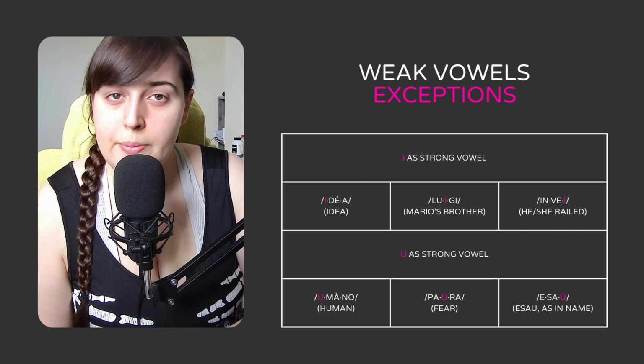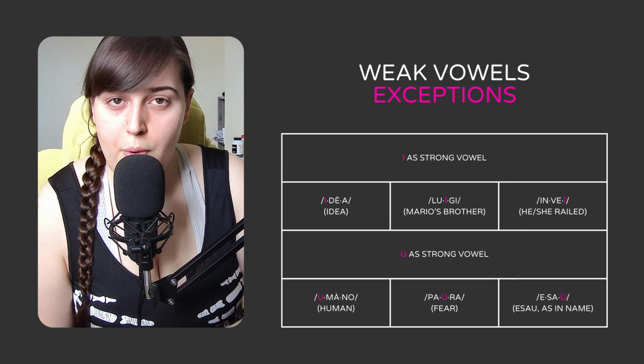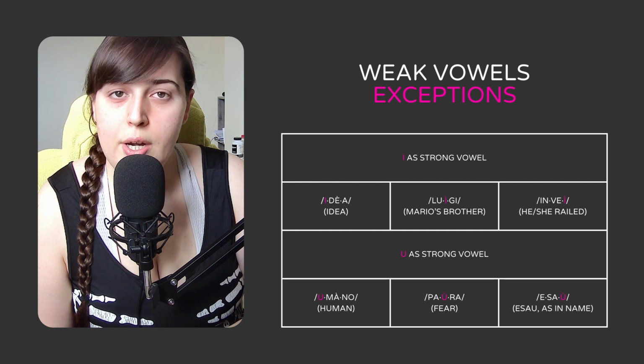u-ma-no. In the middle of it, for example, paura, pa-u-ra, or at its end, for example, Esau, E-sa-u. In conclusion, distinguishing between strong and weak vowels constitutes a fundamental aspect of Italian phonetics.